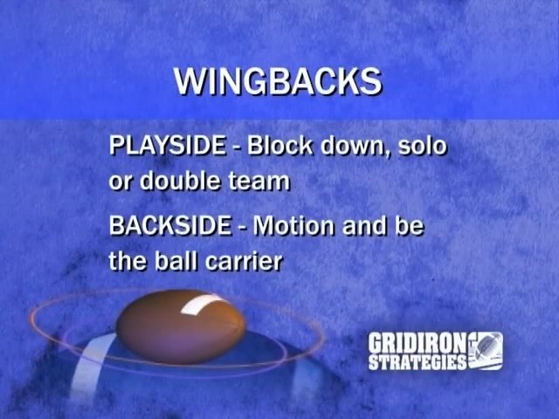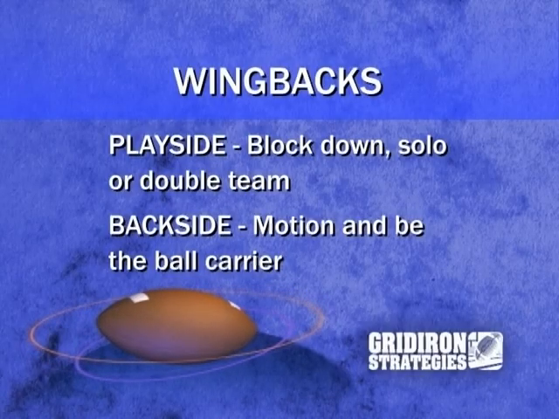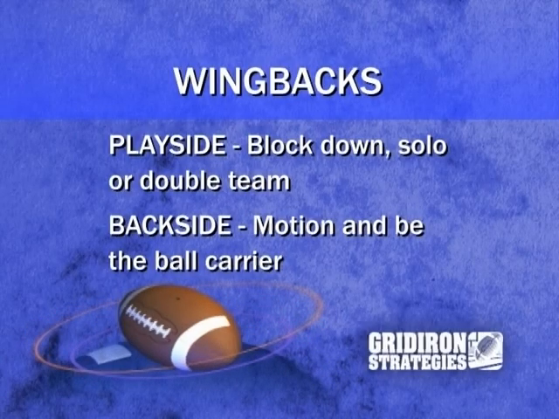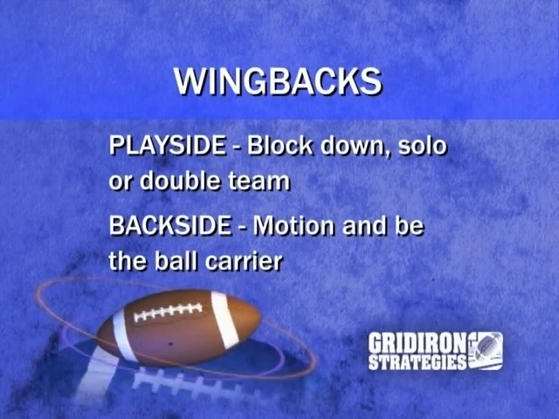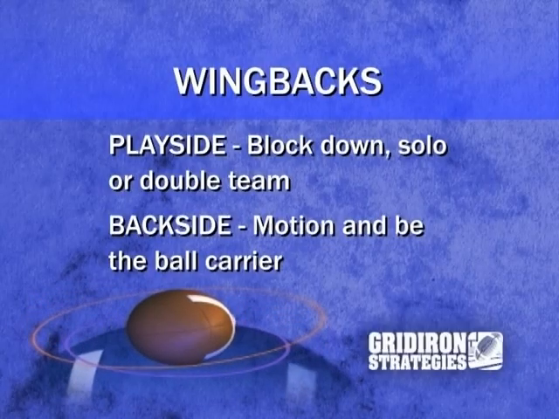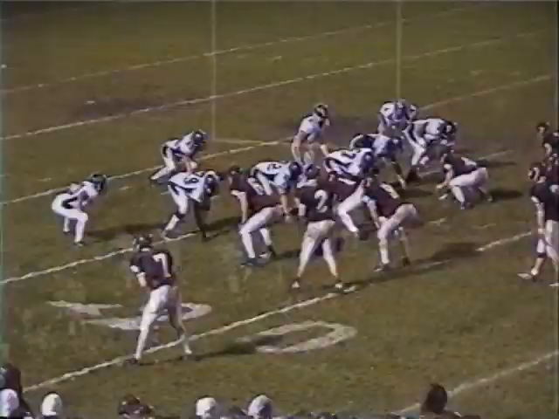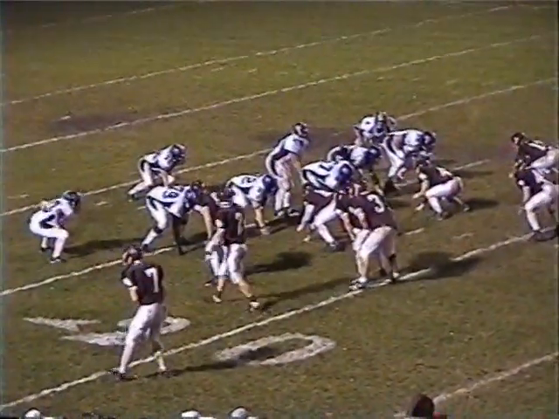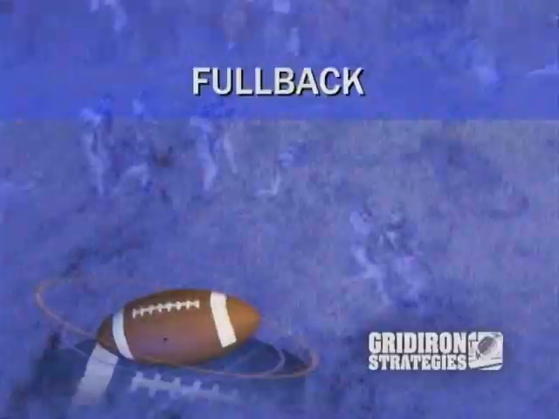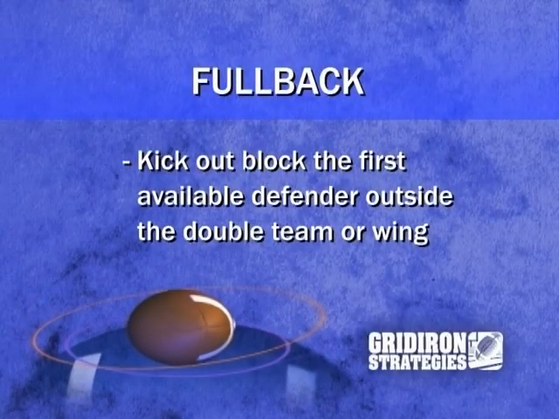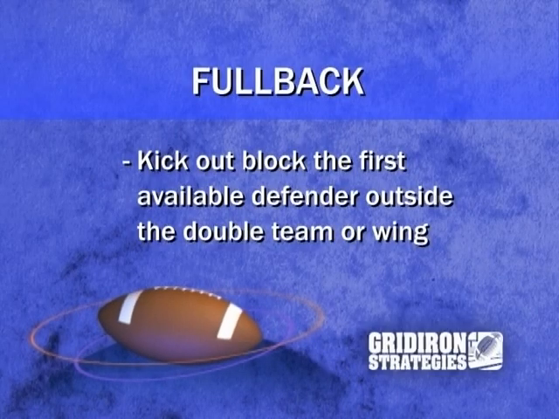Our Z and T here, in this particular formation play side, they're going to block down on this play. They'll work it either solo down or they'll work a double team. If they're backside, they're going to go in motion and be the ball carrier. Okay, motion and ball carrier. So they're going to do that same type of motion, the rows and load motion we talked about in the formation segment. They're going to step, they're going to shuffle and kind of hop and then get their shoulders downhill and receive the football and attack. Our fullback is going to kick out block the first guy that's available there, outside the wing in the tackle double team or outside the wing.